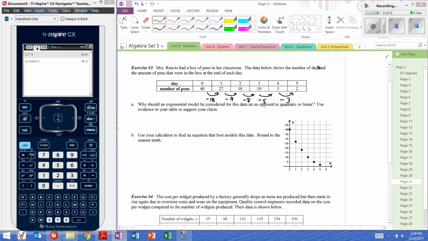I mean, if you think about it, half of 40 is about 20. We're at 27, but what is half of 27? Half of 27 is about 14, and then half of 18 is about 9. We're at 10. Half of 10 is 5. Half of 5 is 3. So it almost looks like we're losing half. Let's put a question mark.